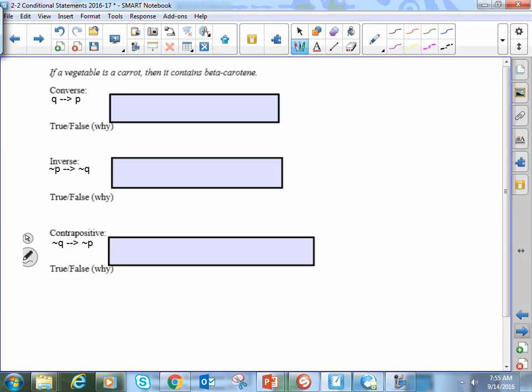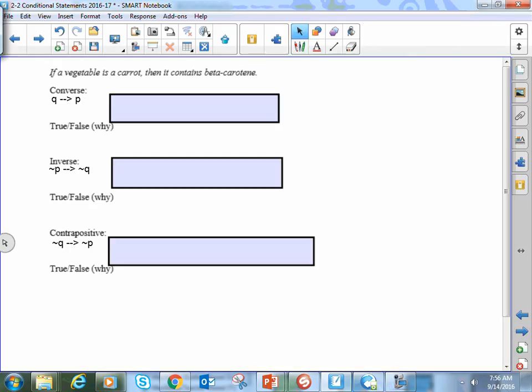So moving on here, I want you guys to take the conditional statement that's been provided for you. If a vegetable is a carrot, then it contains beta carotene. Well, a lot of students in class are asking, what's beta carotene? Well, beta carotene is basically vitamin B6, or maybe vitamin B12. I'm not sure, but it's just a vitamin. So if a vegetable is a carrot, then it contains beta carotene. And I want you guys to pause the video and write the converse, inverse, and contrapositive for the conditional statement, and then determine their truth values. And when you're ready, hit play again and come back and check your answers.